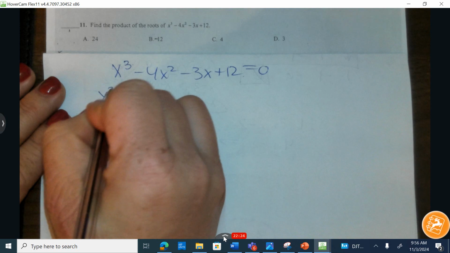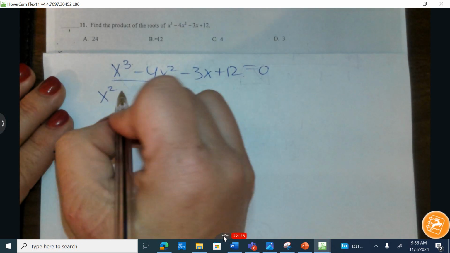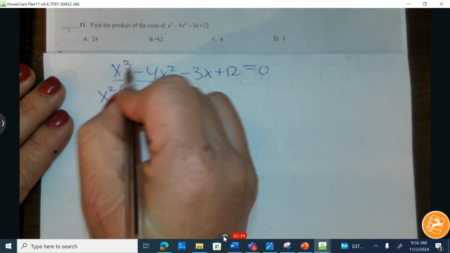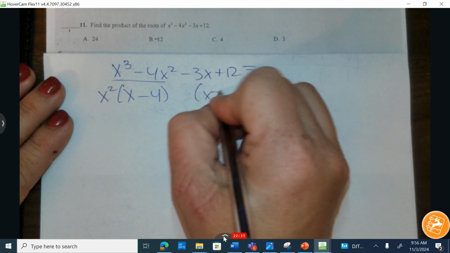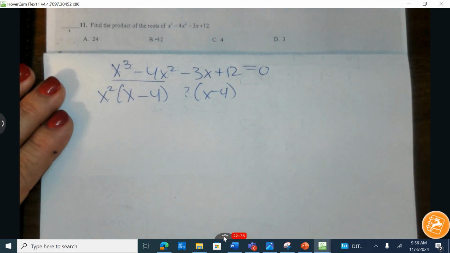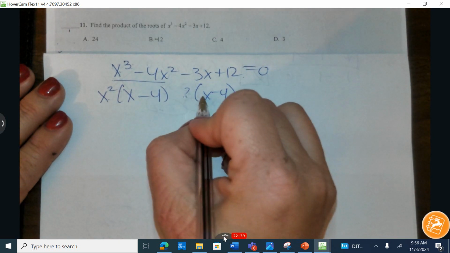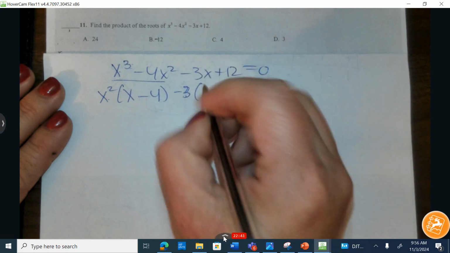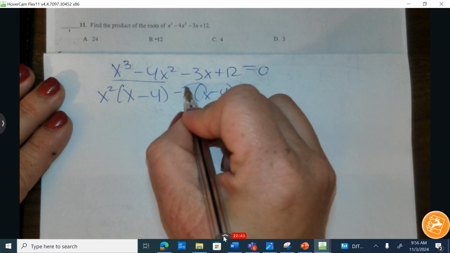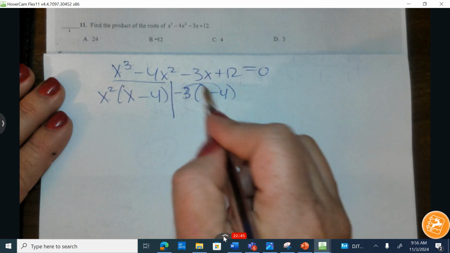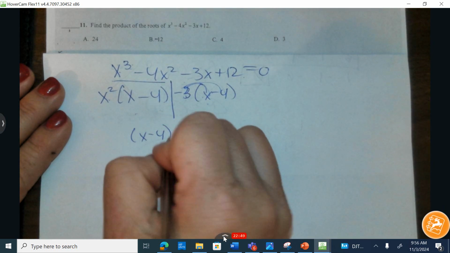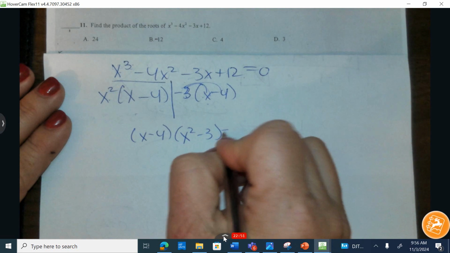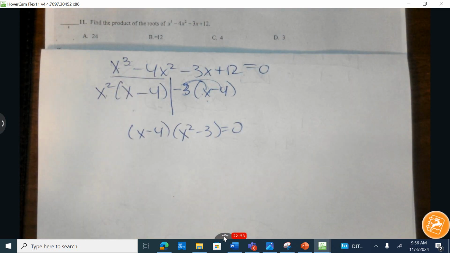Let's try. I can take out of the first two an x squared. X squared times x is x cubed. X squared times negative 4 is negative 4x squared. And I write this down, and let's see if there's that magical number that allows me to solve this using the grouping method. What times x is negative 3x? Negative 3. So negative 3x, and oh, this works. I get negative 3x and positive 12. So I can solve this using the grouping method. That works. What do I do next?